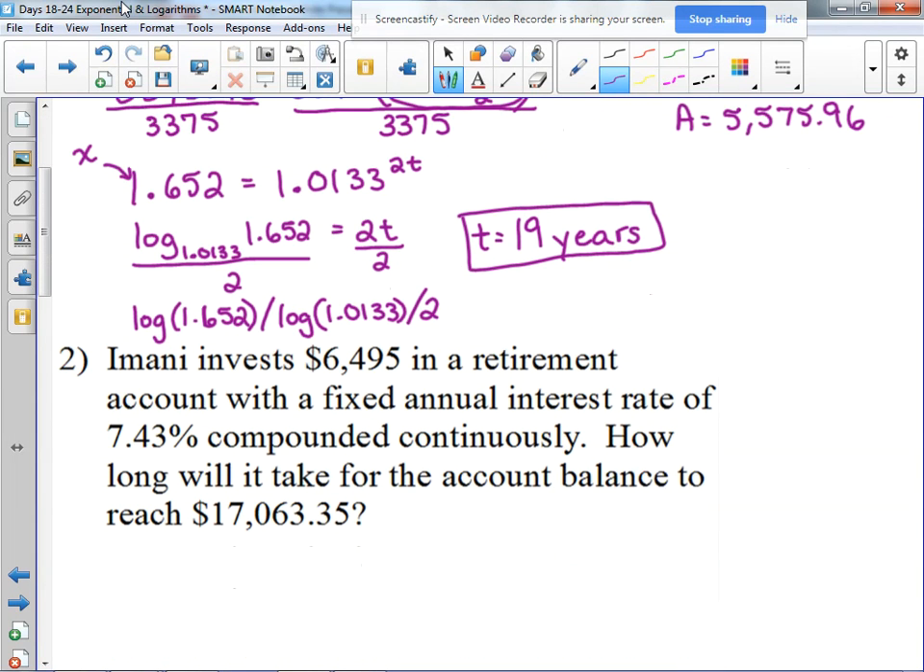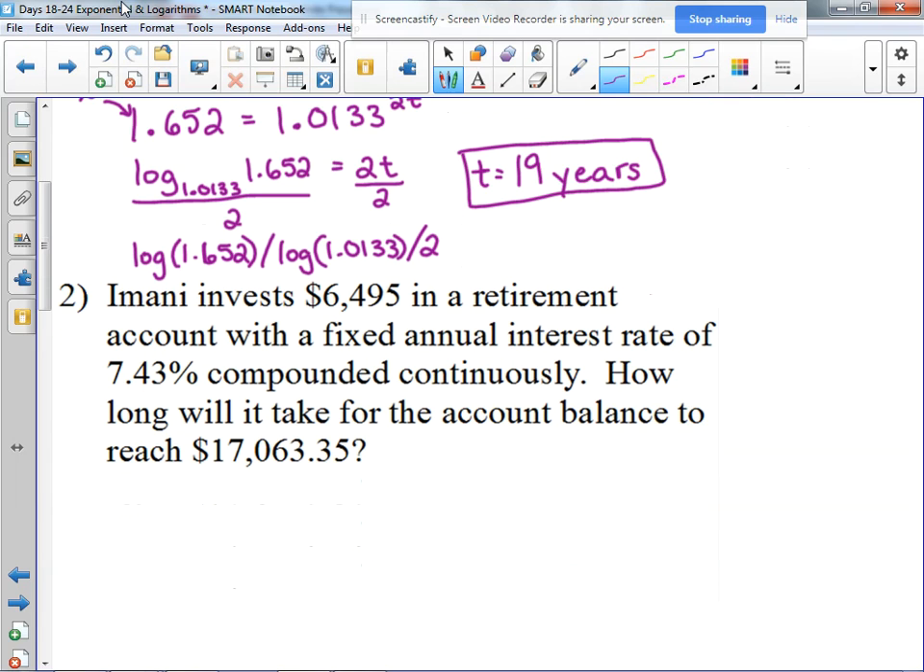Let's look at another one with time. This one, number 2, keyword here, continuously. So we're not using the same formula. This time we're using PERT. A equals PE to the RT.